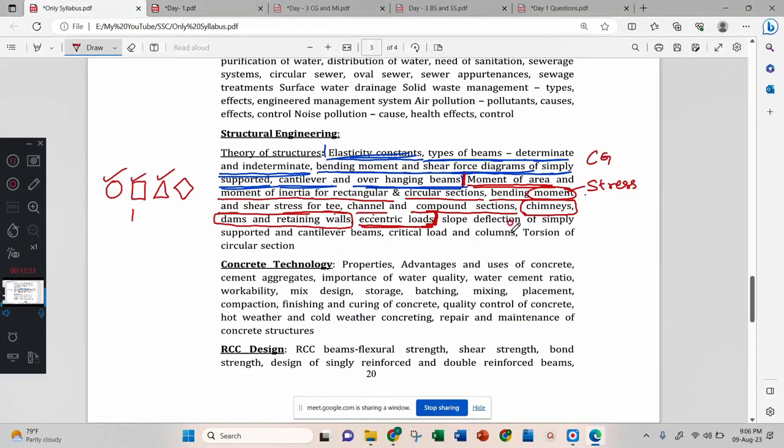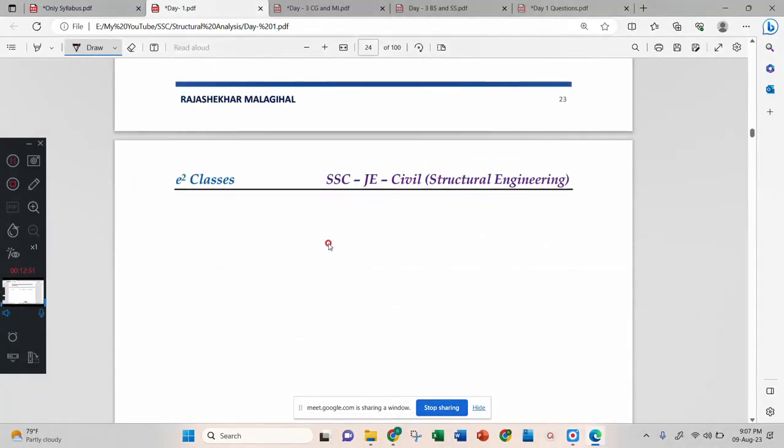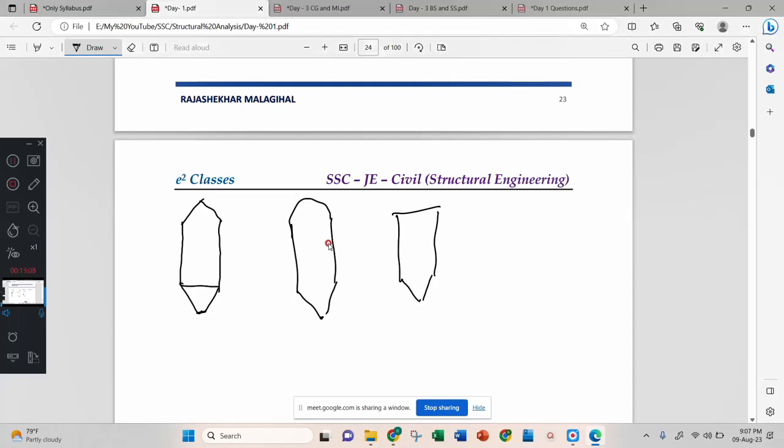Now go here, why have they included these terms: chimney, dams, and retaining walls. You know, these words are here. I don't know the exact meaning why they are here, but I can predict something, like you can determine the CG of a chimney. A chimney will be something like this, or sometimes with a dome. Okay, or something like this, this is a chimney, or this is also a chimney. And maybe you want to determine the center of gravity. Retaining walls, they have said, means the retaining wall will be something like this.